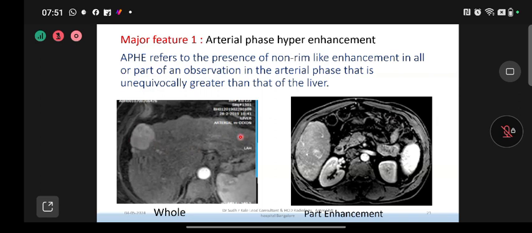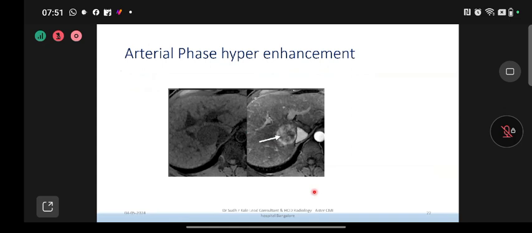For LI-RADS, even if the nodule is bigger and only a part of the lesion shows hyperenhancement, which is called a nodule-in-nodule appearance, it should be considered positive for arterial phase hyperenhancement. So this is one of the criteria: either the whole lesion or a part of the lesion hyperenhancing. For ease of understanding, you can see that this is a plain image with no enhancement. You can see the aorta and IVC here, and the aorta is enhancing well, so arterial phase hyperenhancement is there.